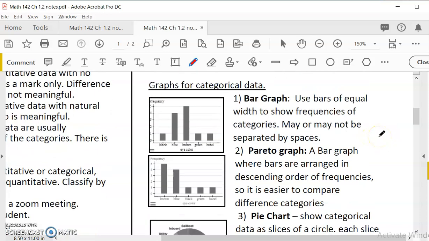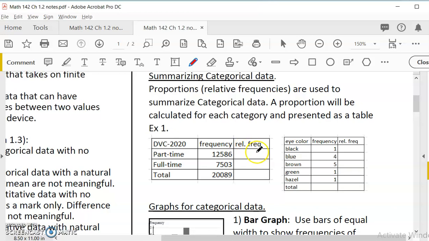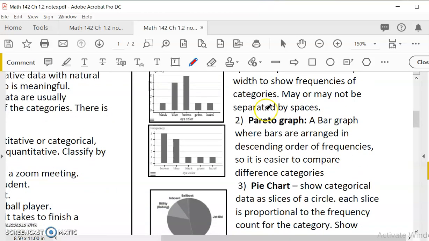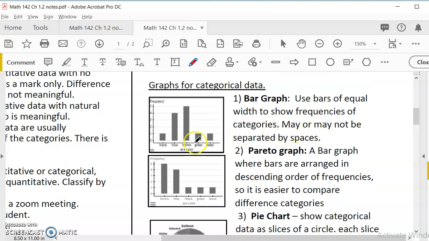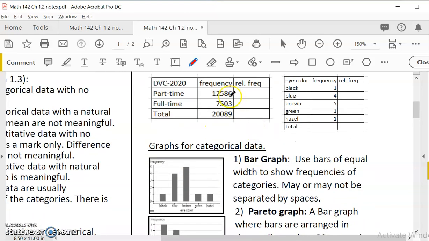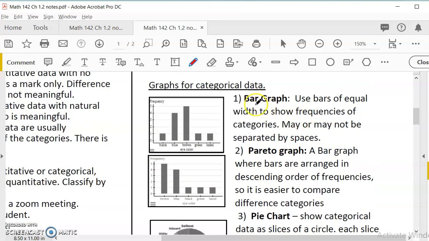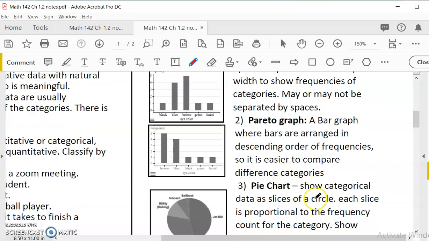So of course, other than summarizing with a number for each category, we can also summarize them in a graph. The graph can show a lot of other stuff. It shows the relative difference. So how much bigger is 32% versus 33%. So we have three graphs: bar graph, Pareto graph, and pie chart.